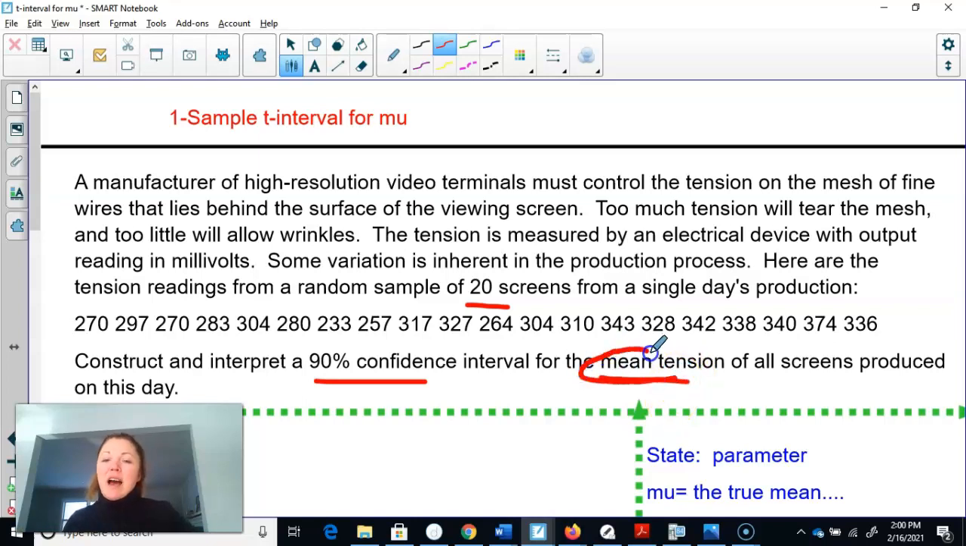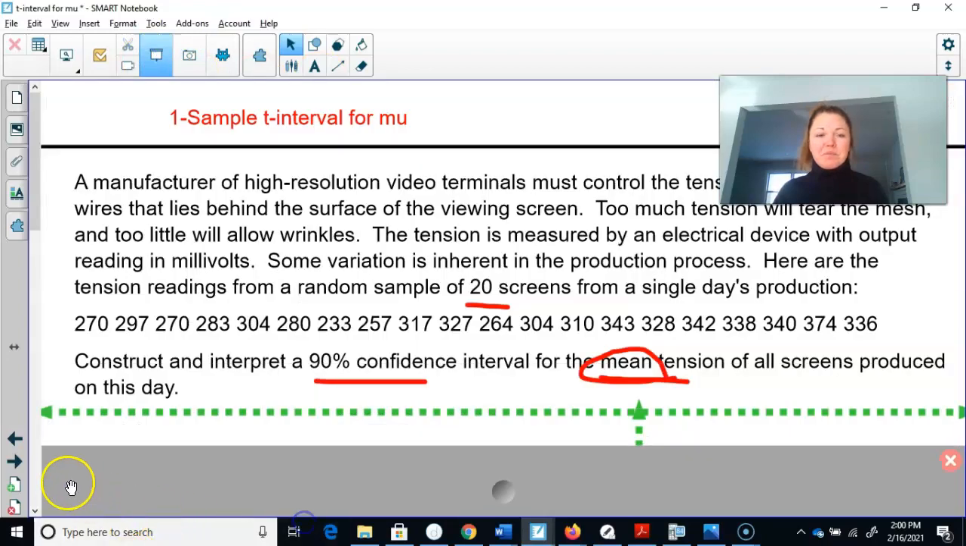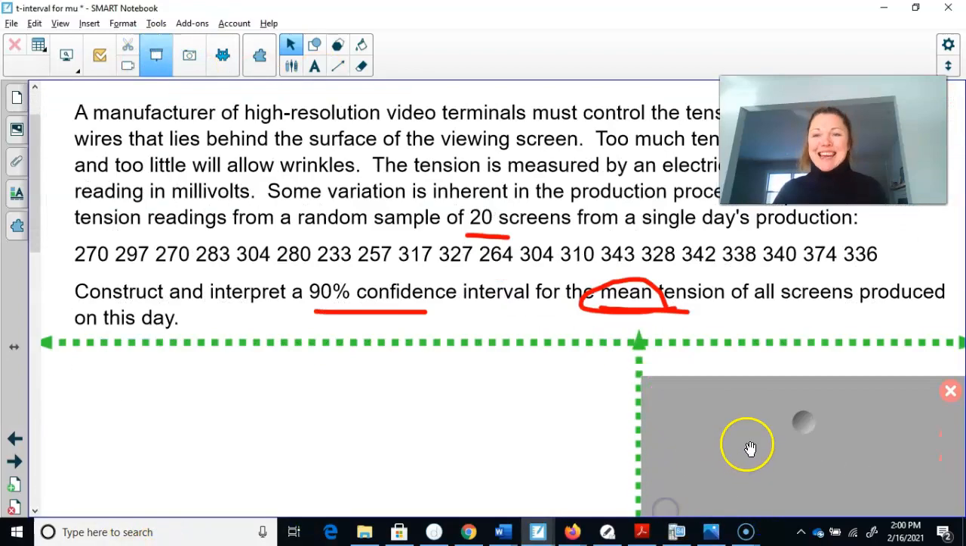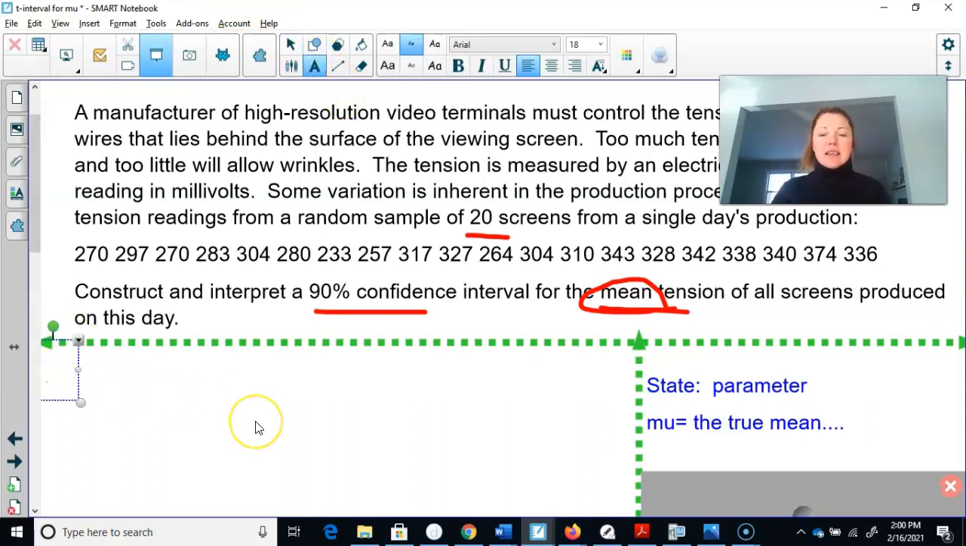They'll say construct a confidence interval for the mean, okay? For the mean. So let's go ahead and talk about our state, plan, do, and conclude. First thing is for the state. With a confidence interval, all I need you to do is state the population parameter, okay?